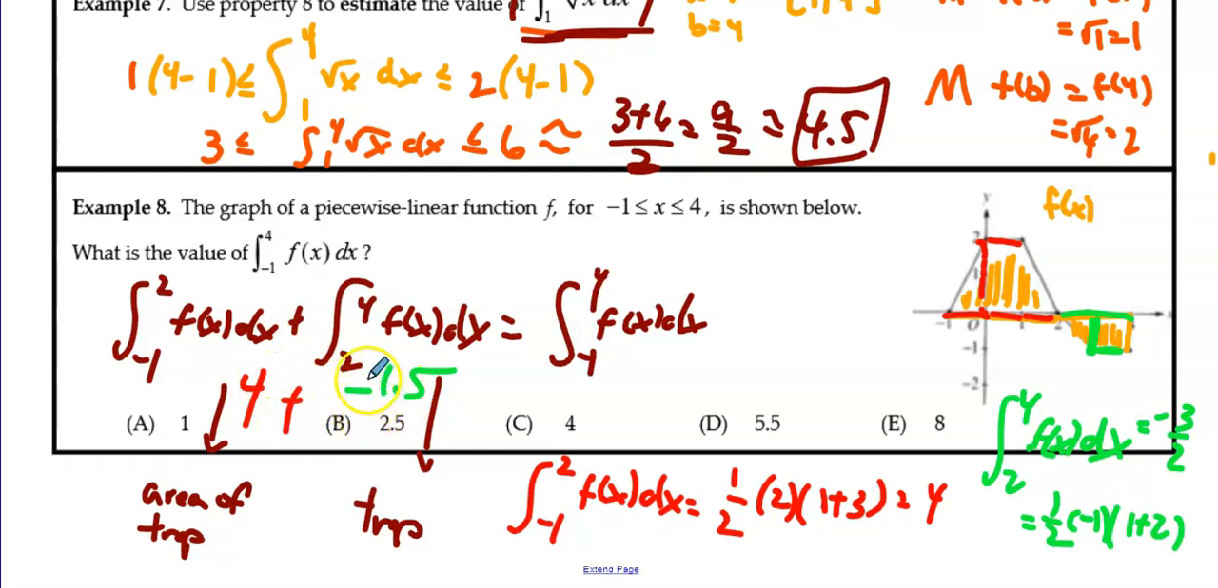So 4 plus -1.5. When we add these things together, we're going to get that this is equal to 2.5. And so our answer here is going to be B. So area above the curve is going to be positive. Area below the curve is going to be negative. Now technically area cannot be negative, but it's going to have a negative value.